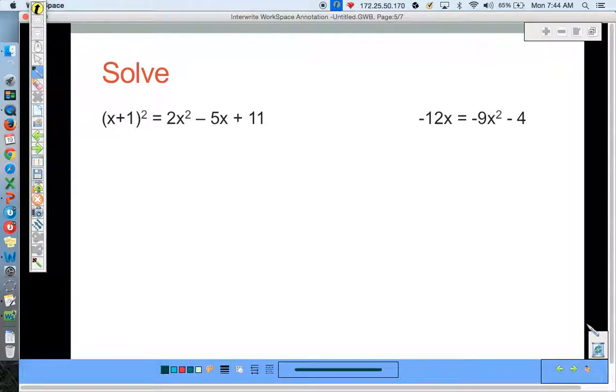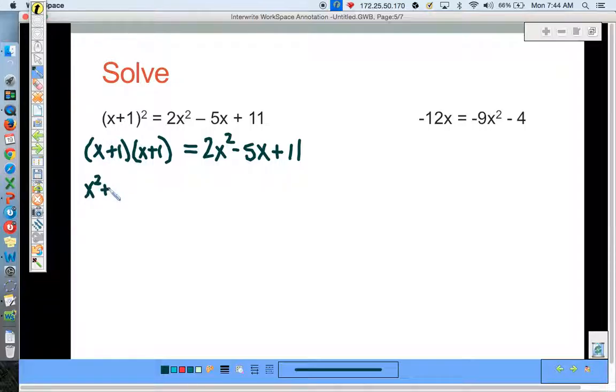Okay, this next one, well, this is looking a little bit more complicated, these two. You notice we have the parentheses, which usually take a square, but then we have just a quadratic over here. So we are going to have to multiply this out. X plus 1 times x plus 1 equals 2x squared minus 5x plus 11. So if we multiply it out, we got x squared plus 1x plus 1x plus 1. So now we have x squared plus 2x plus 1 equals 2x squared minus 5x plus 11.